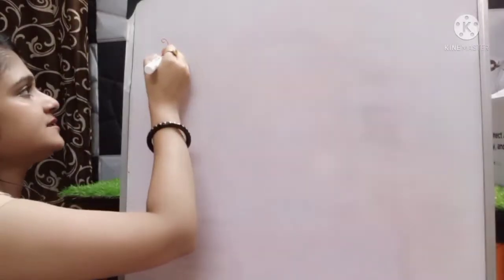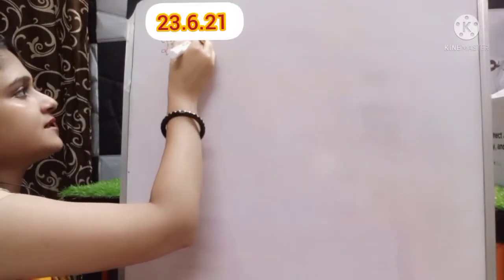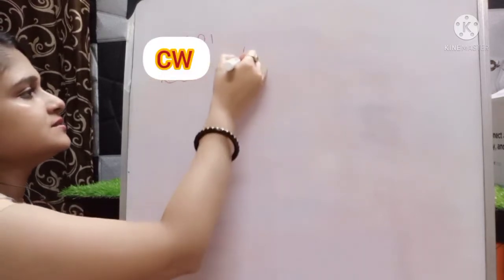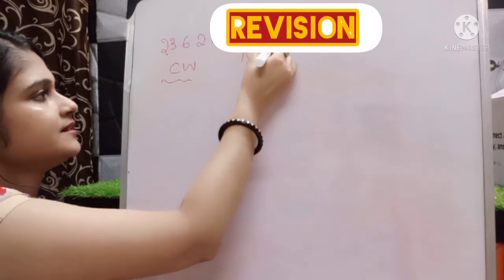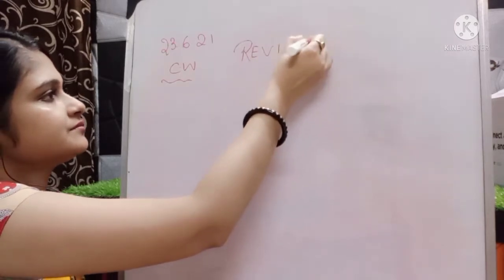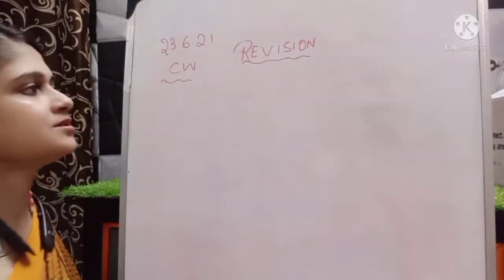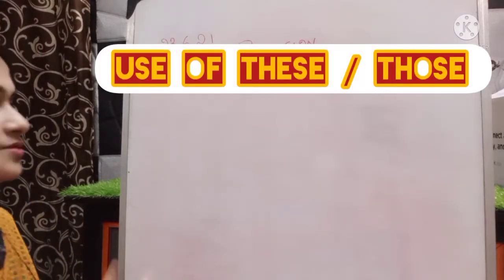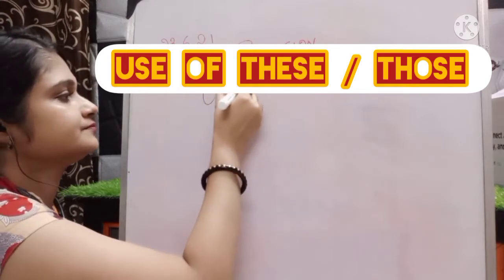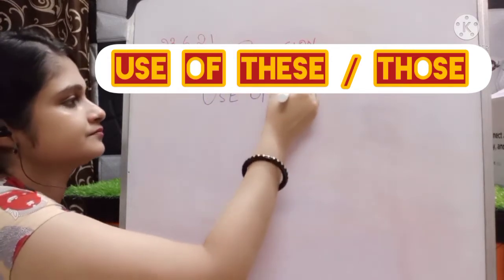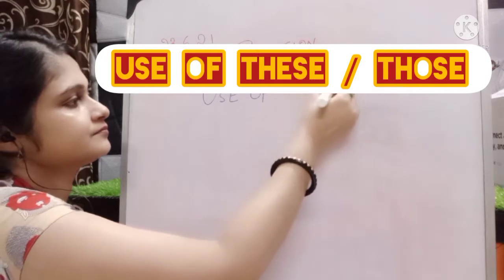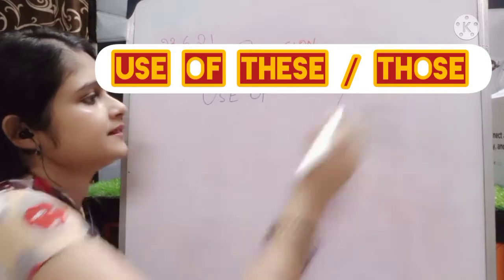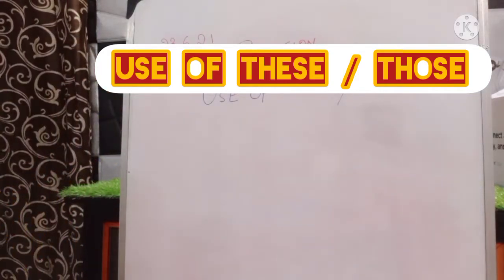Today is 23/6/21. CW. Write down in your CW copy. Then you write revision. What is the topic? Use of these and those. Done. In capital letter you will write.